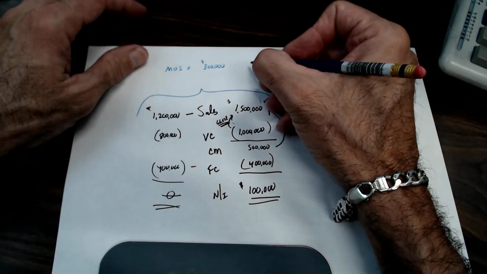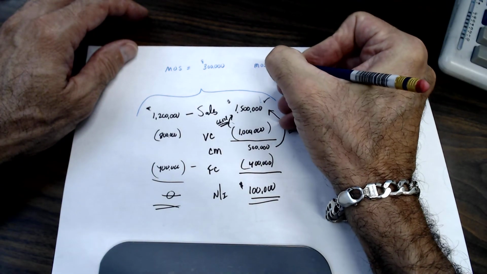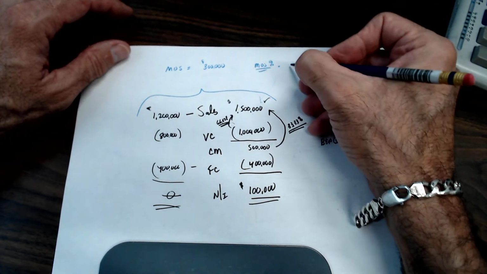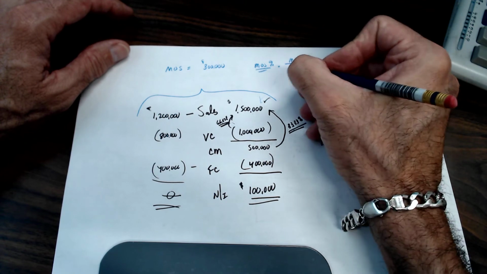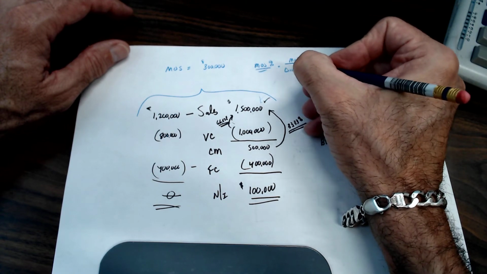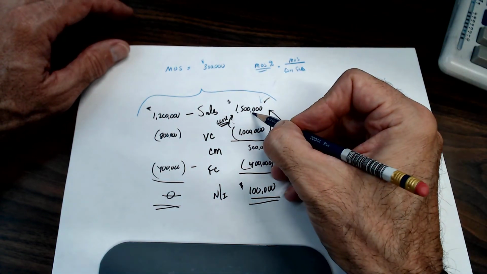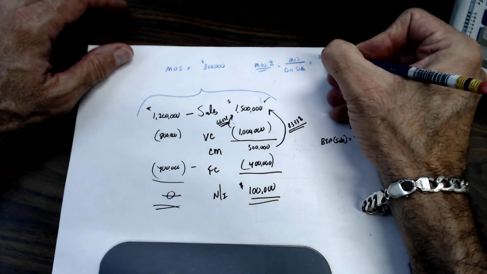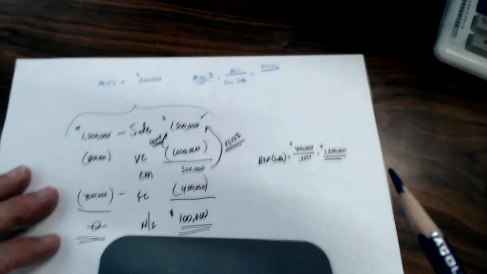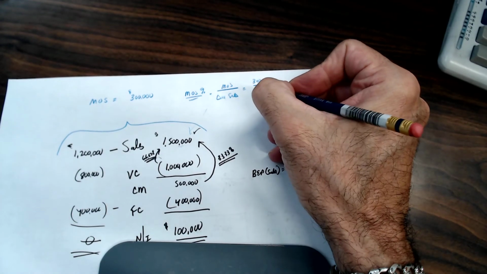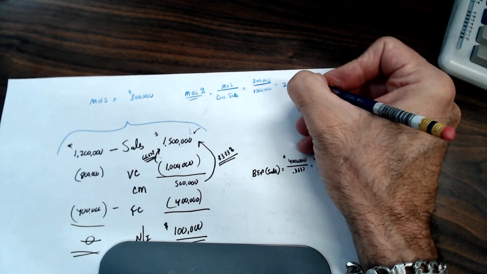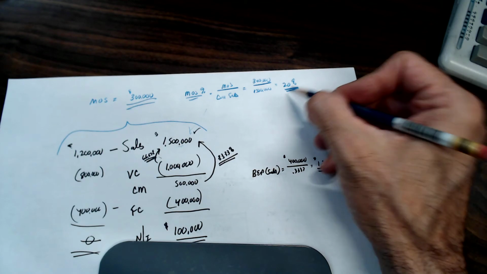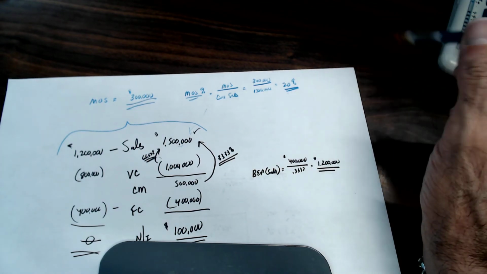Now, margin of safety ratio is simply what percentage is that? It is simply the margin of safety divided by your current sales level. How much of my 1.5 million can go away before I lose money? 300,000 divided by the 1.5 million, 20%. My sales can drop $300,000 or 20% before I start losing money.